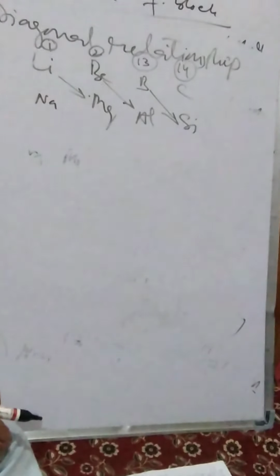Diagonal relationship, what is it? It is the resemblance of properties of an element in diagonal position of the second period to the element in diagonal position in period first. Then we should go into the reasons. What are the reasons for this? If we take, for example, electronegativity, the electronegativity of magnesium will be similar to lithium. That we call the diagonal relationship.